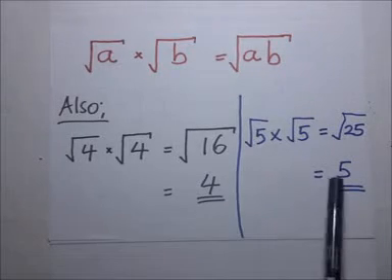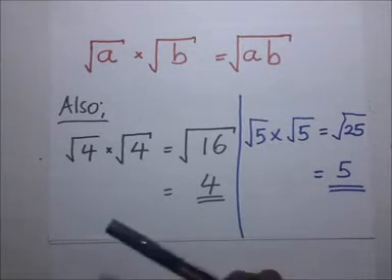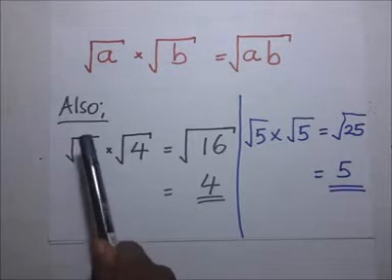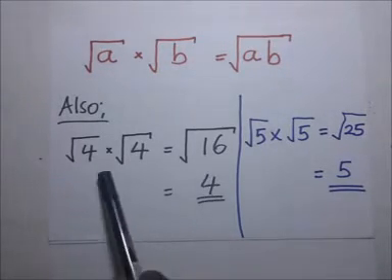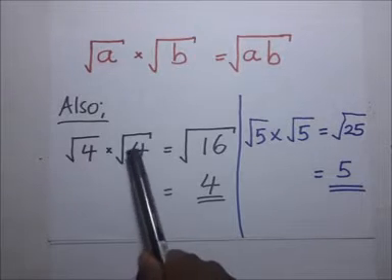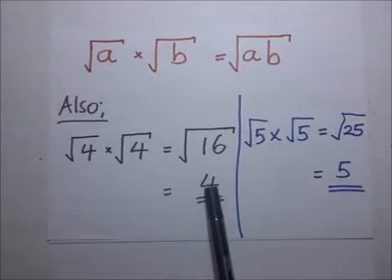So this also brings us to another conclusion. For example, if I have the square root of 100 times the square root of 100, the answer I expect here is 100. If I have the square root of 20 multiplied by the square root of 20, I should be able to get 20 as the answer.